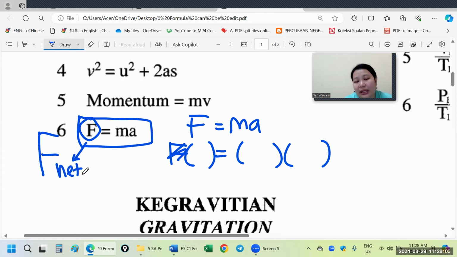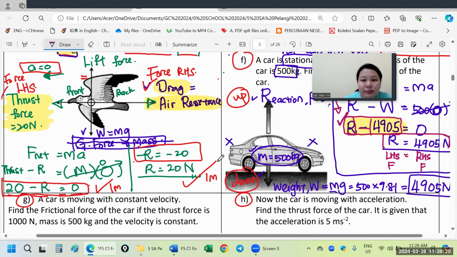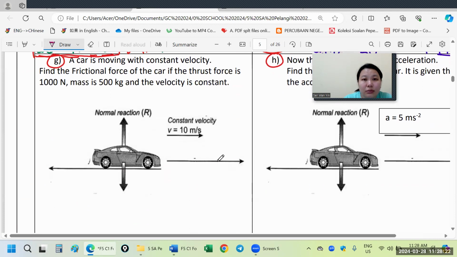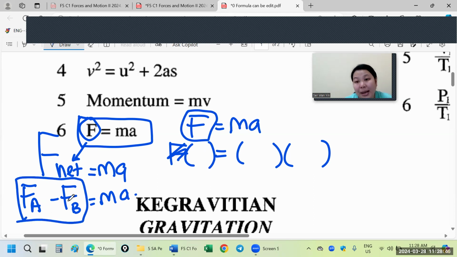So I prefer you write it this way: net force means one force minus another. Not only one force, but two forces. Last time, for some time, I could not solve this problem because I always thought that force is one force only. Actually, it's one force minus another.